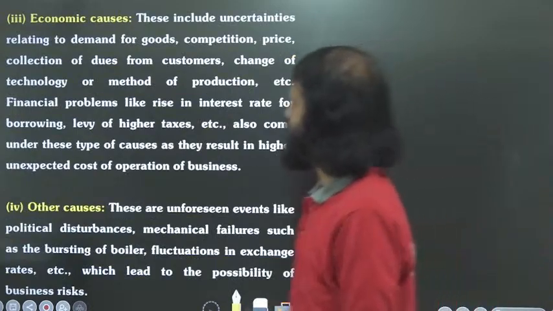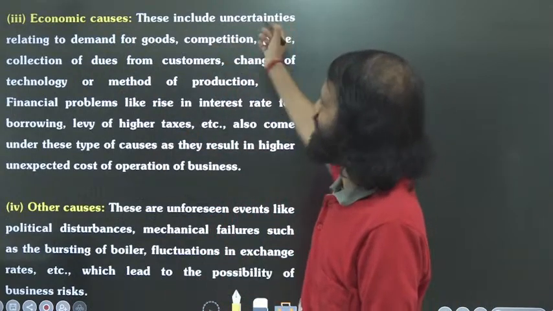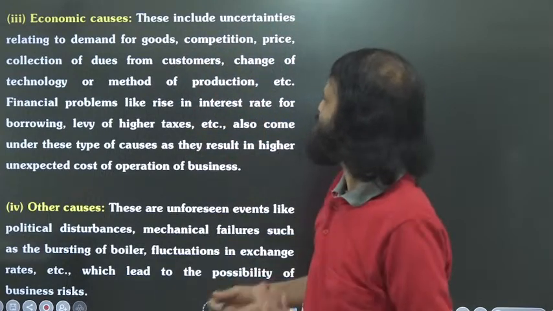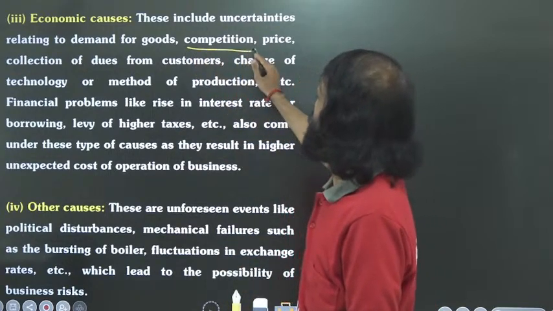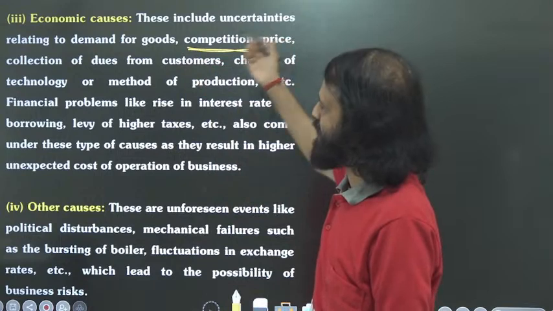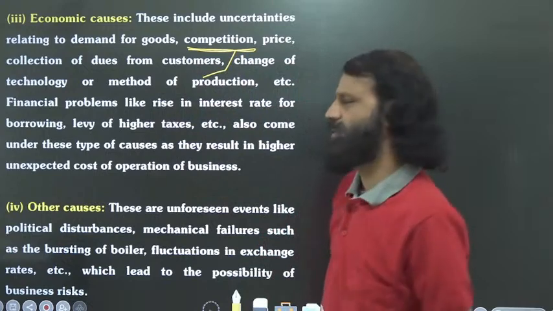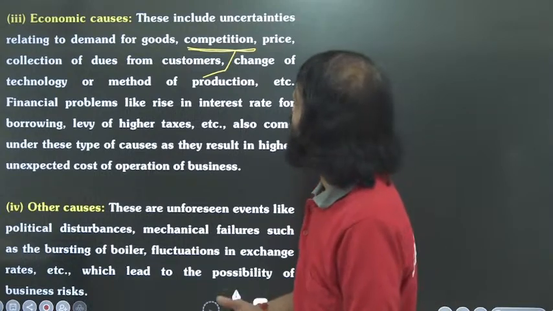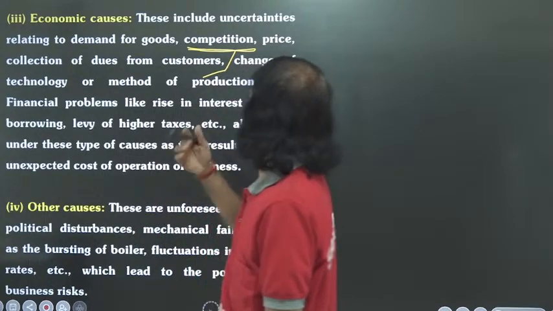Then another point is that economic causes can create risk. These include uncertainties relating to demand for goods. Competition is always in the market. There are always uncertainties in the market. The producer must be capable of facing the competition in the market. Then collection of dues from customers. Sometimes the wholesalers buy products on credit, so the owner needs to collect the dues from the wholesalers, customers, etc.